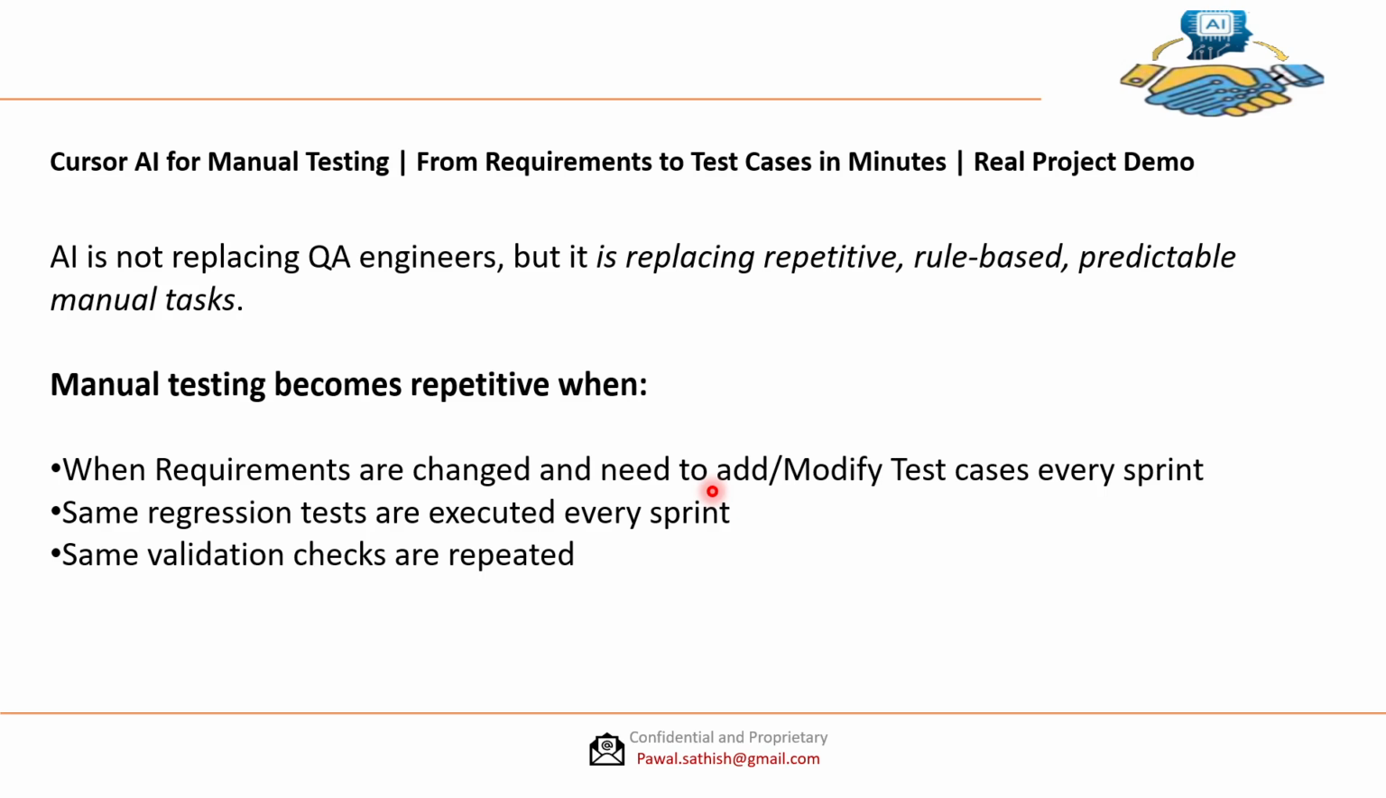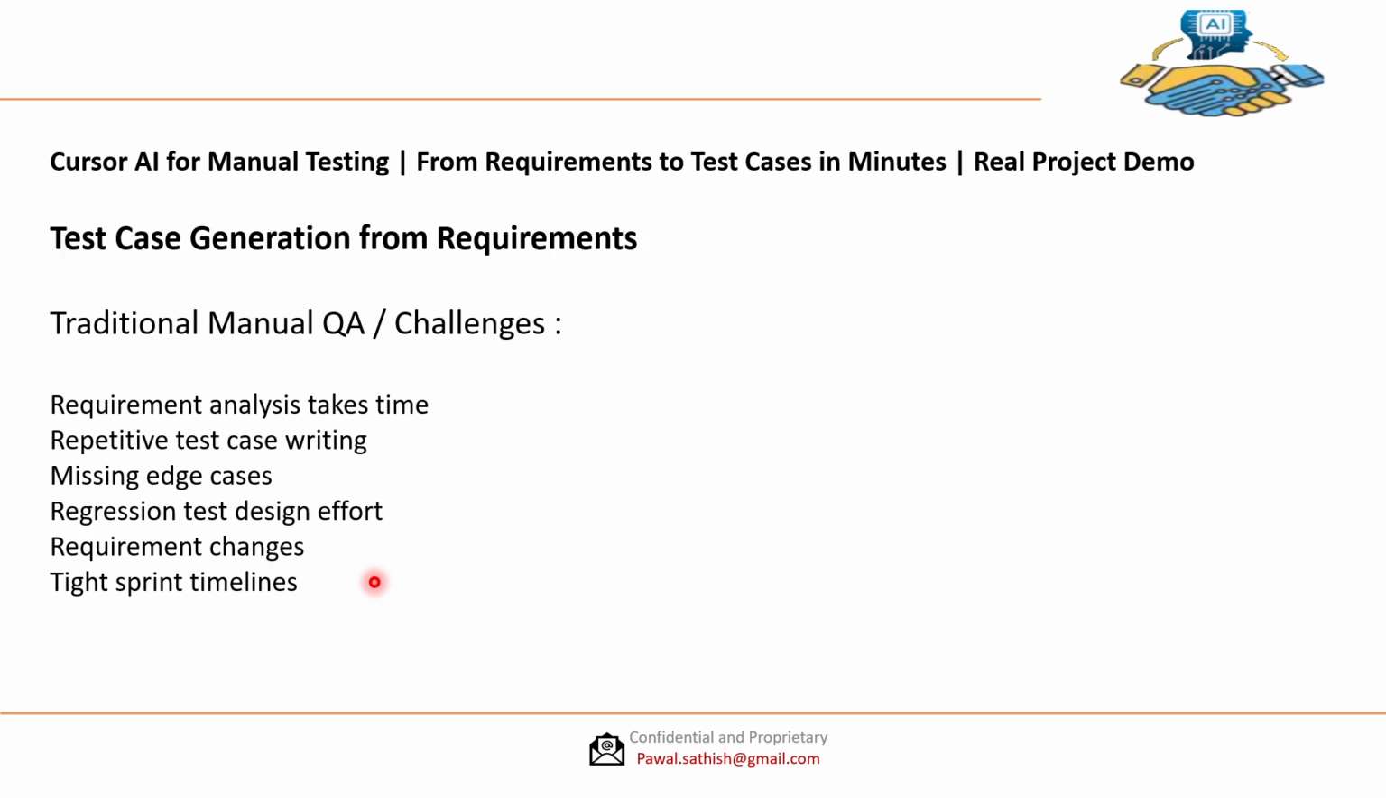Okay. So now, when manual testing becomes repetitive, when requirements are changing continuously, then we need to revisit the test cases and we need to add and modify the test cases every sprint. After that, we need to identify the regression tests, modify them, and execute them every sprint. And the same validation checks are repeated. And in the traditional manual QA process, when we need to generate the test cases using the requirements, usually we are performing the analysis on requirements.